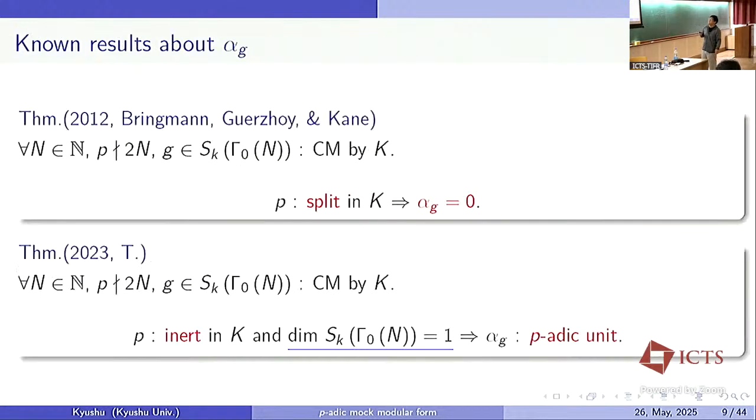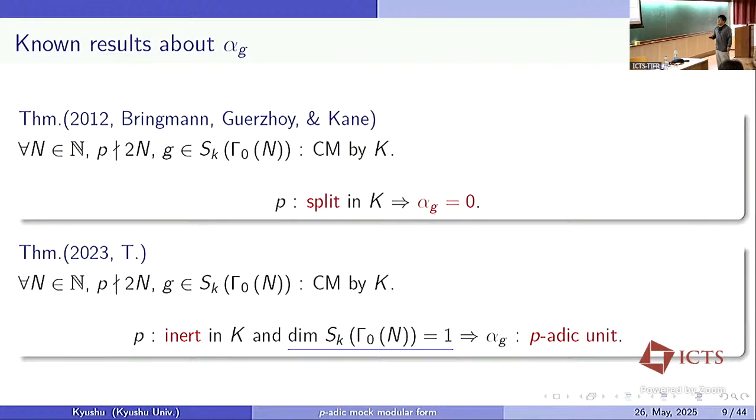Next, we introduce known results about alpha Z. In 2012, Brinkmann, Gale-Choi, and Kane showed this theorem. Let n be a natural number, p be a prime number that does not divide n, and Z in S_k Gamma_0(n) with CM by K. If p is split in K, then alpha Z is equal to 0.